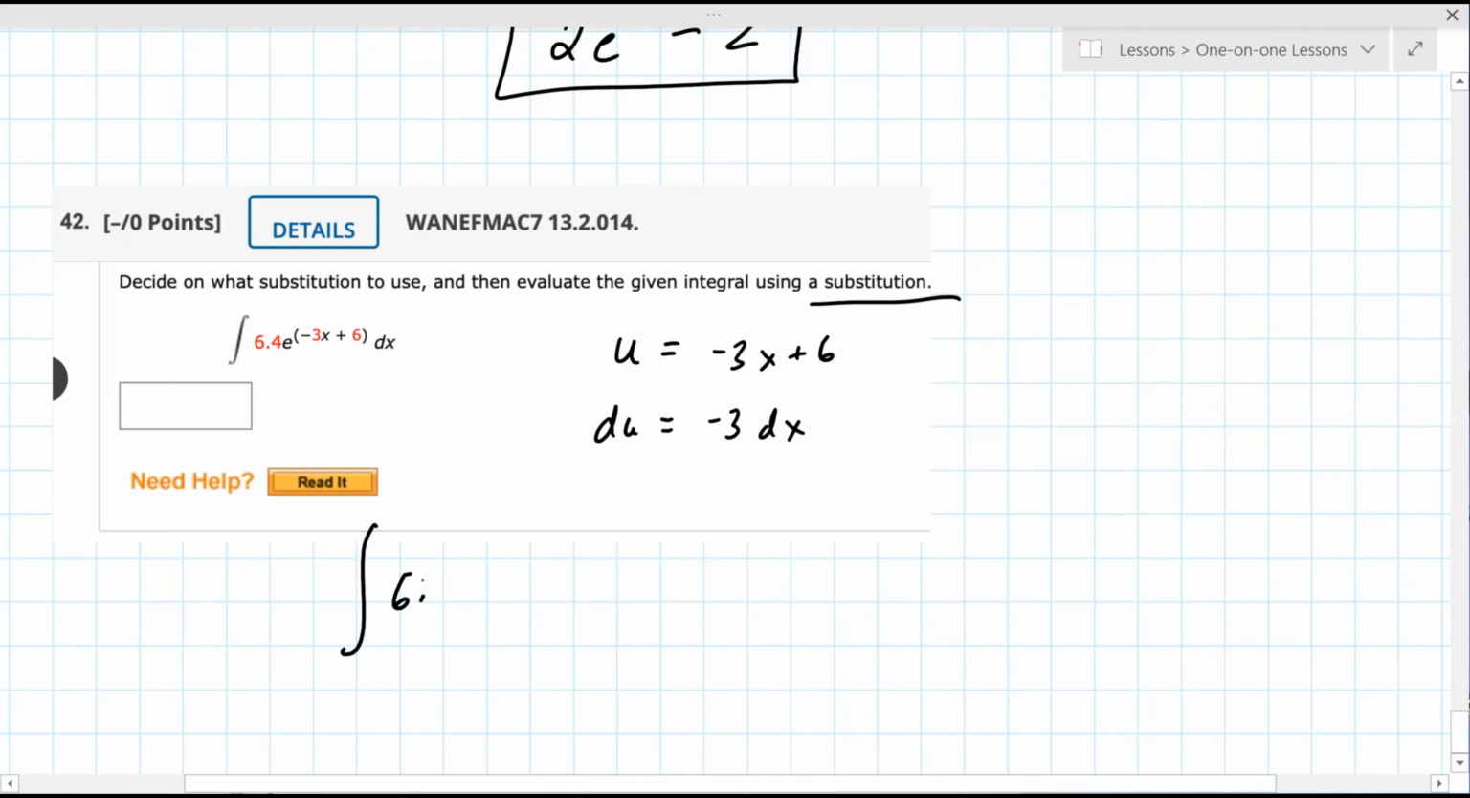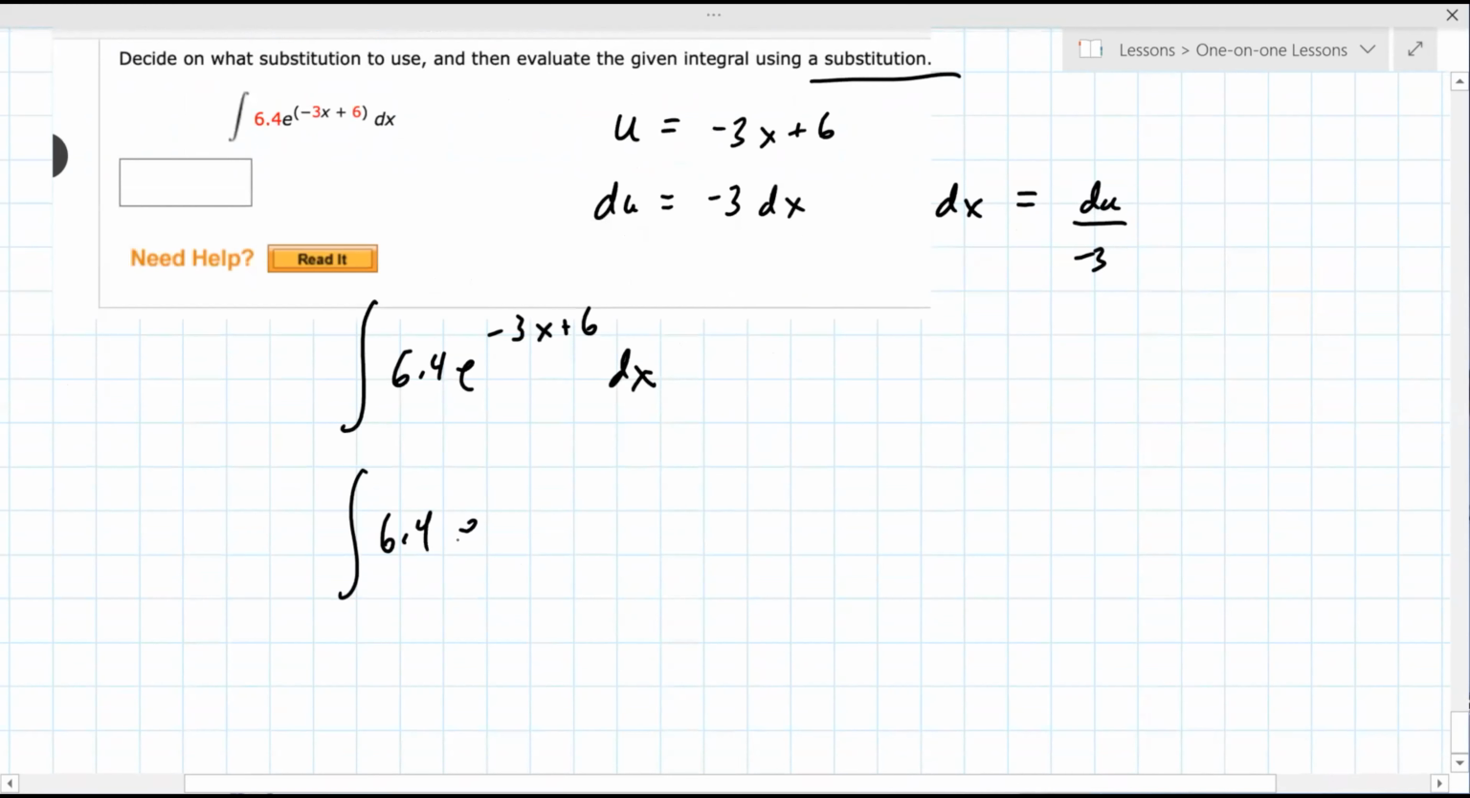You rewrite the integral, and you start substituting in. So you always substitute in for u, and you always substitute in for dx. And I forgot to do that here. You have to solve for dx. So dx is du over minus 3. So in this case, it's integral 6.4 e to the u, and dx is du over negative 3.